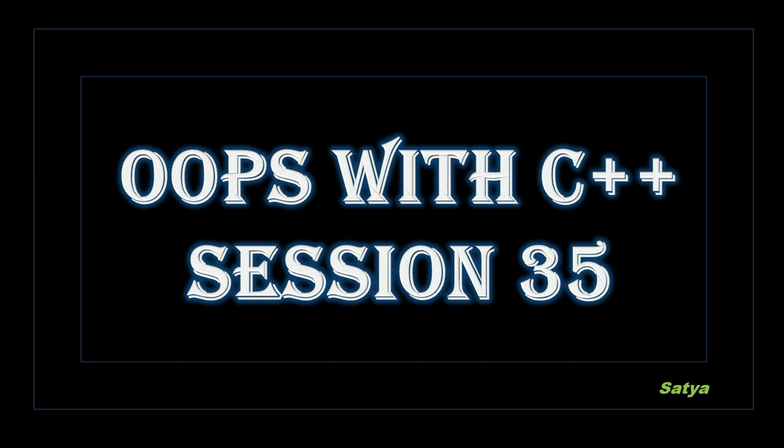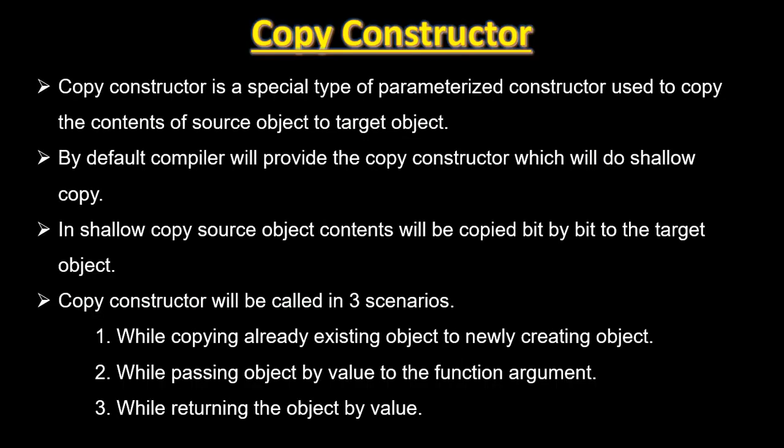In today's session, we'll discuss shallow copy and the usage of the default copy constructor, what the problem is with the default copy constructor, and how we can overcome that. So let's discuss the default copy constructor provided by the compiler. Why is a copy constructor required, and what exactly is it?